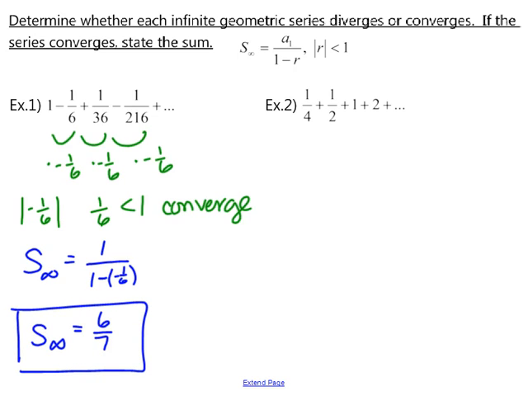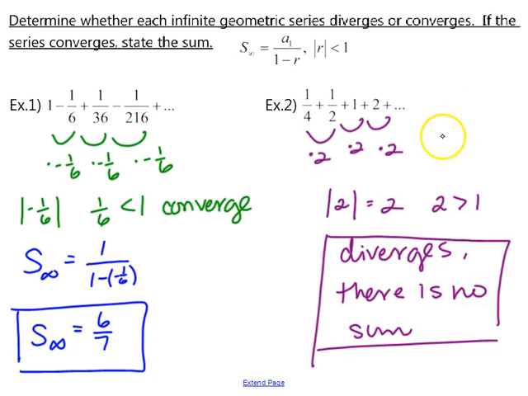Now I want you to go ahead and pause, try example 2, and check back with me when you're finished. Now remember, the first step is to find the common ratio, which is 2. The absolute value of 2 is 2, and because 2 is greater than 1, we say that this infinite geometric series diverges and there is no sum.